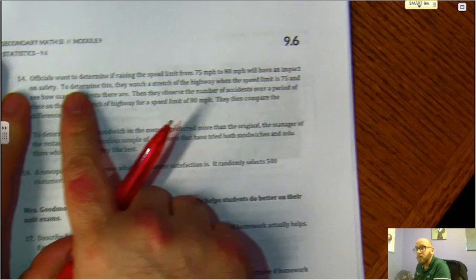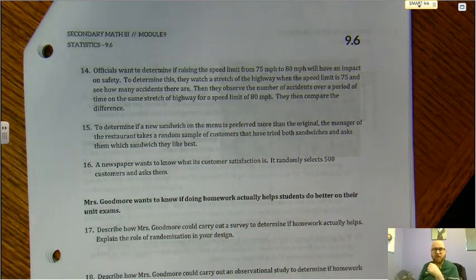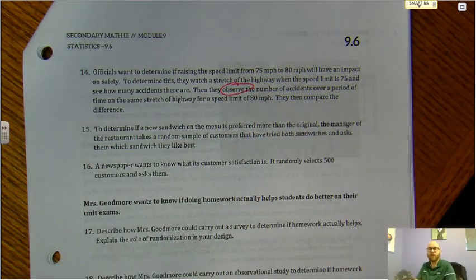Okay, let's go ahead and flip over, look at one more. Let's get this on the screen correctly. Officials wanted to determine if raising the speed limit from 75 to 80 would have an impact. They watch a stretch of highway when the speed limit is 75 and see how many accidents are there. They observe the number of accidents over a period of time on the same stretch of highway for a speed limit of 80. We even see the word here, observe. They're looking at one thing, they're looking at another, they're comparing those results. That's going to be observational.